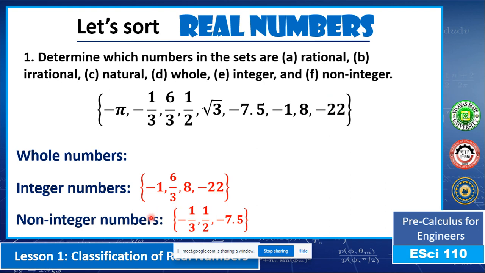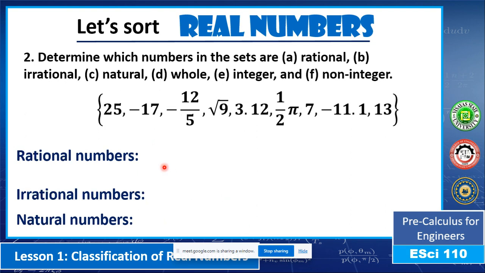Then next, the last part is the non-integer numbers. So we only have negative 1/3, 1/2. These are mostly fractions and decimals in nature. So negative 7.5 yung last. So nasabtan ra class? Okay. So sa whole numbers, duha, 6 over 3 and 8. So let's proceed to question number 2. Still the same, but we are given a different set of real numbers.